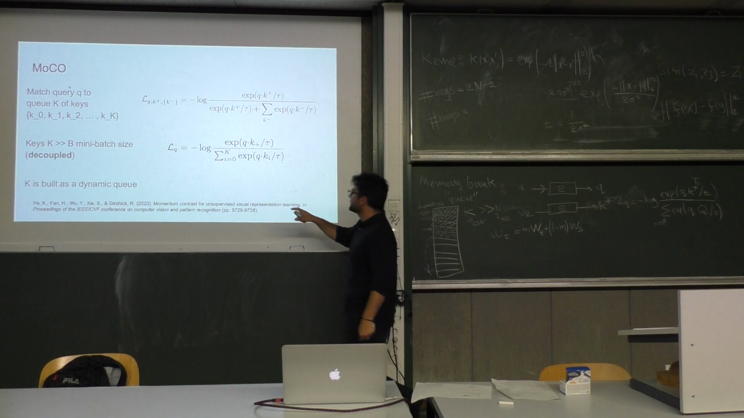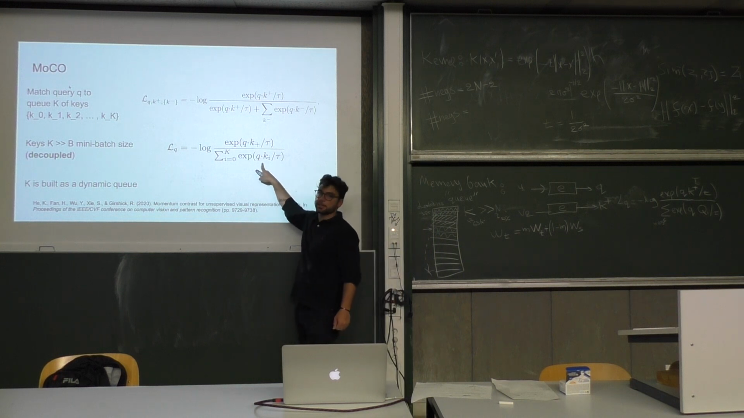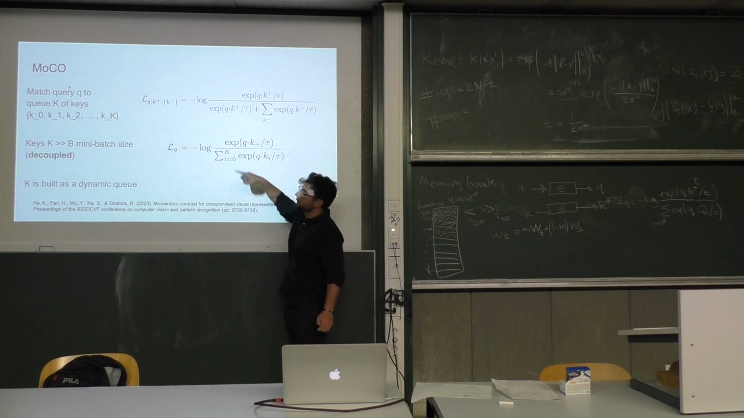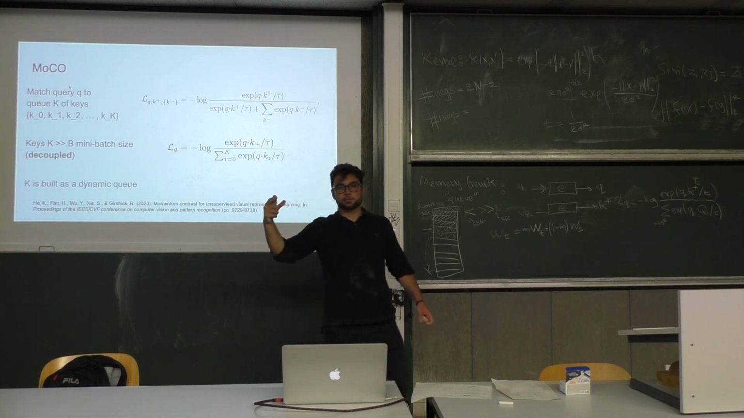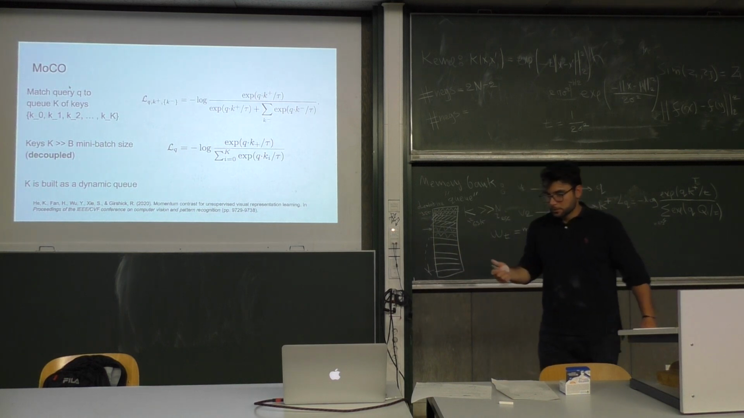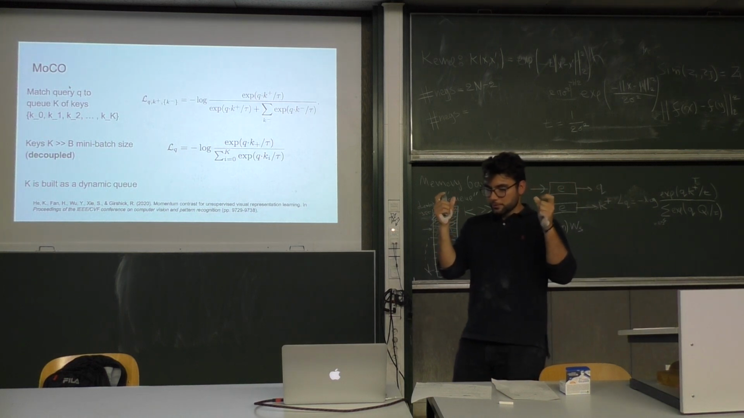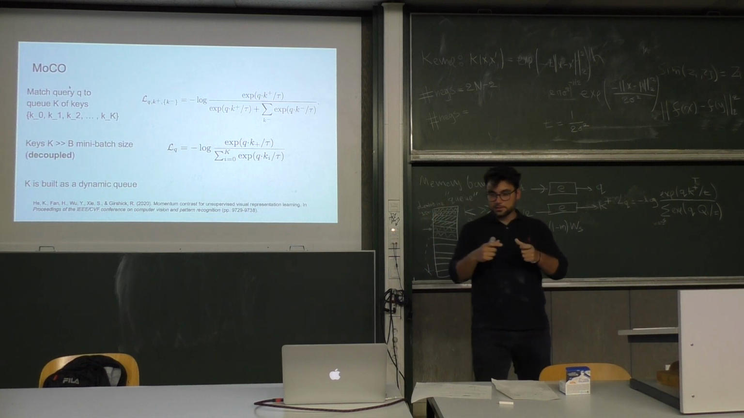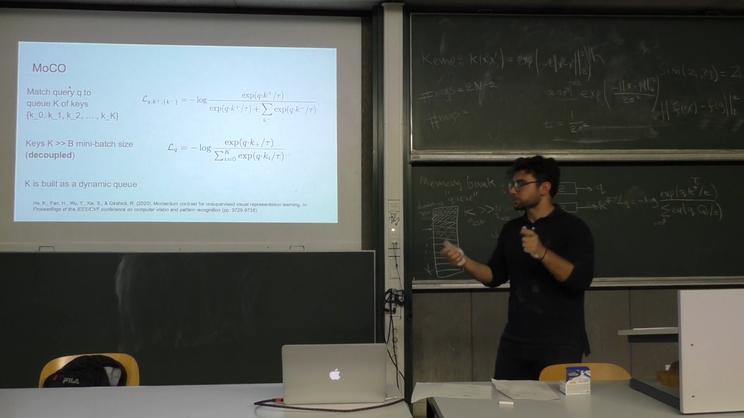And also in the implementation, this is a matrix multiplication, while this is a batch matrix multiplication. Everything happens for each image in the batch. So I just want to re-emphasize that K is built as a dynamic Q, and it's consistent.